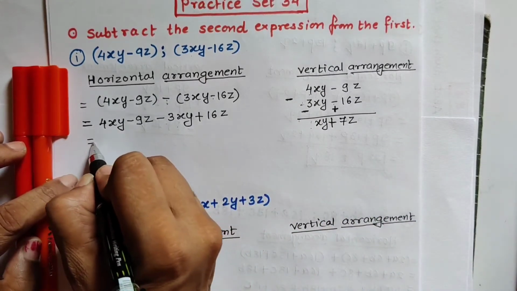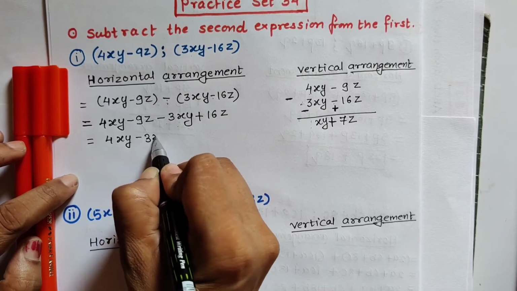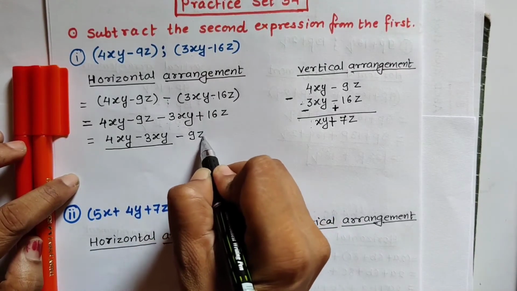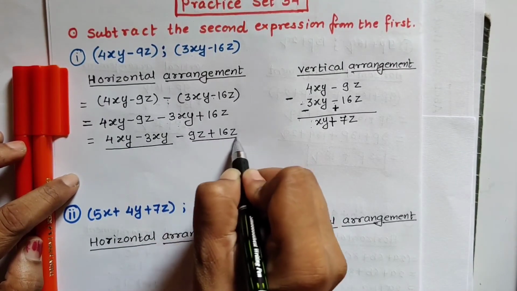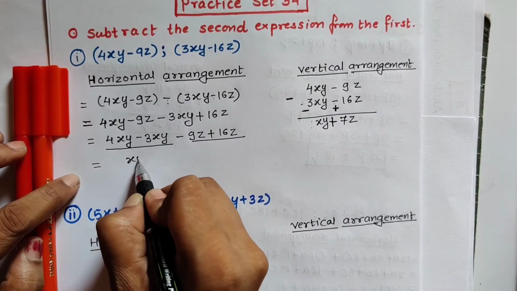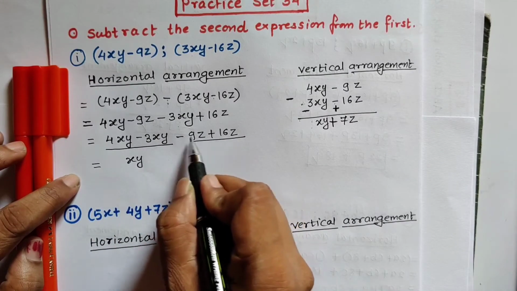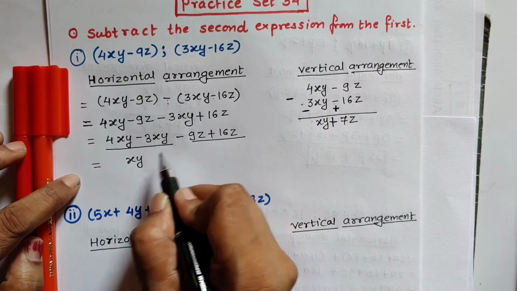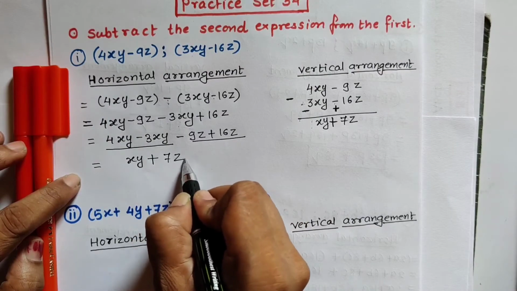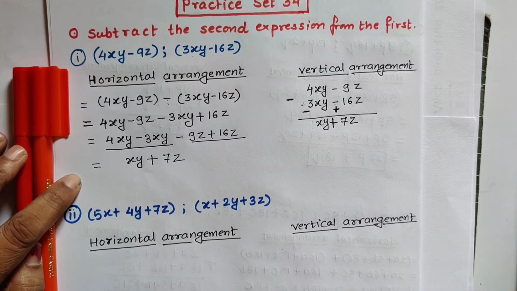Now what is the next step? We have to write the like terms together. So 4xy minus 3xy, I am going to underline this, minus 9z plus 16z. So check it. 4 minus 3 is 1. So 1xy is there, that's why 1 is not written. Minus 9 plus 16, minus plus will become minus, but the sign of the bigger number, and this is 16 minus 9, means 7z. We are getting the same answer. You have to be careful while writing the sign.